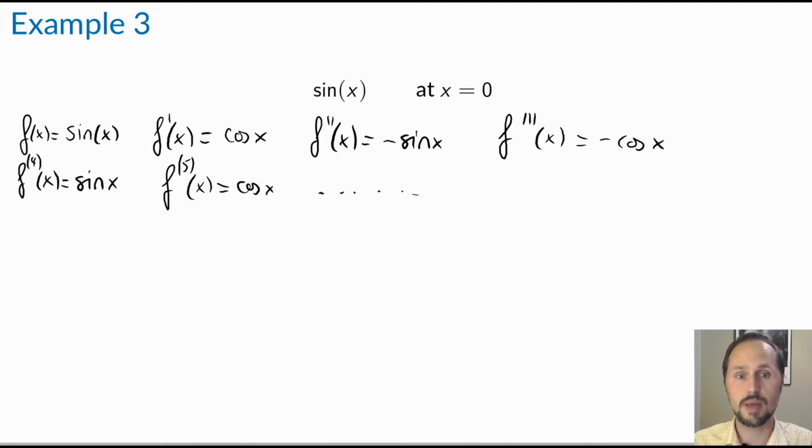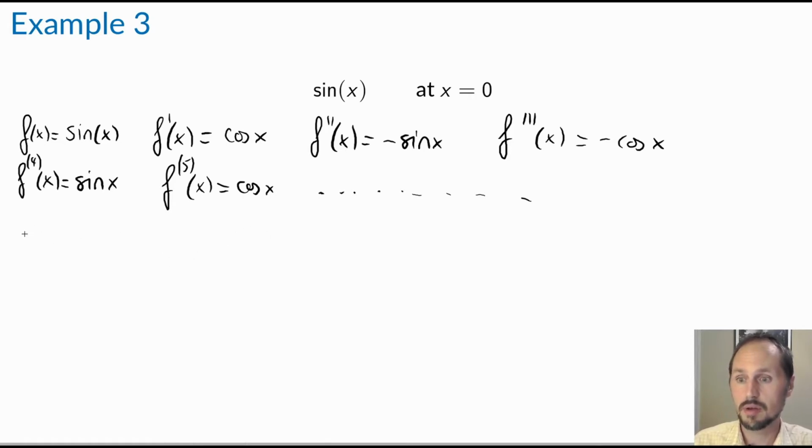And you start to see this pattern. These derivatives are going to repeat every 4 derivatives. So the function itself is going to be sine of x, and the fourth derivative is going to be sine again. The first derivative is cosine, the fifth derivative is also cosine, and so on and so forth. So we're going to see this kind of a pattern here in the coefficients of the Taylor polynomial.